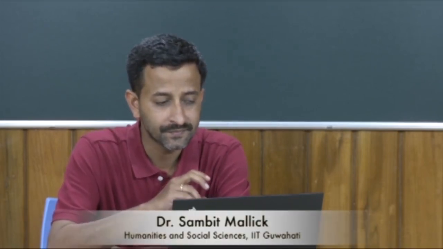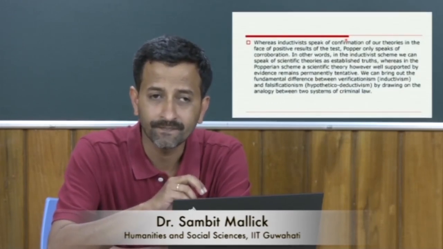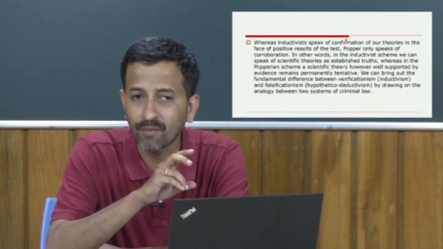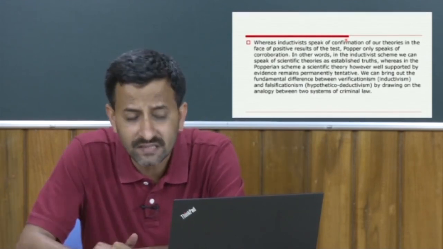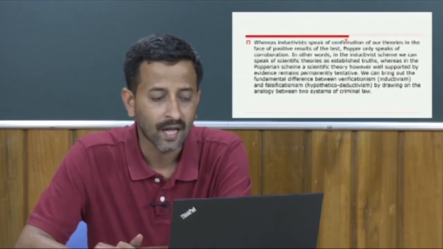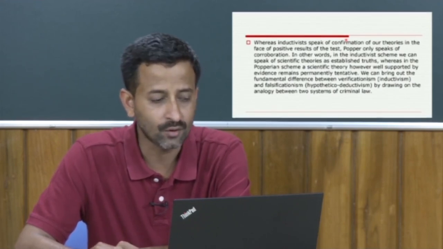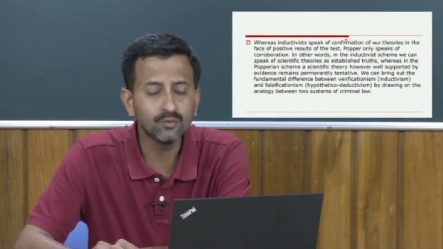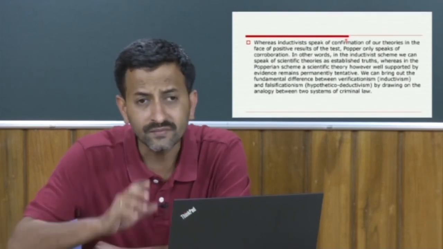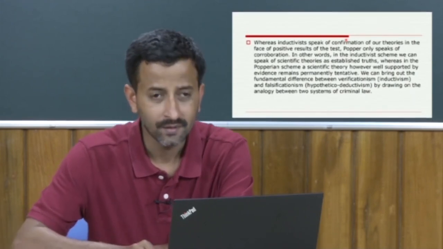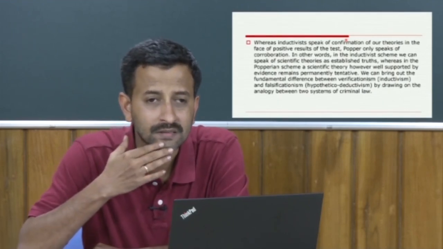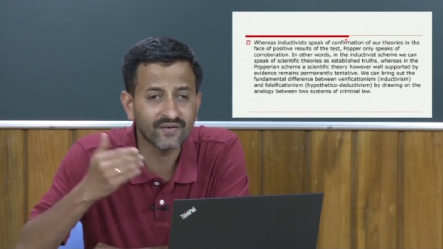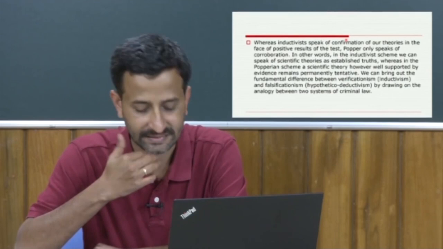What we have been discussing are the fundamental differences between verificationism, as propounded by inductivism as well as positivism, on the one hand, and falsificationism, as propounded by hypothetico-deductivism, by drawing on the analogy between two systems of criminal law. This is very important. We must provide at least an example to show the basic differences between the principle of verificationism and the principle of falsificationism.